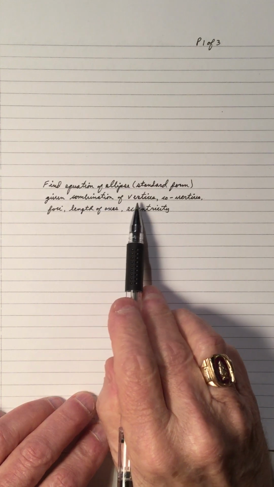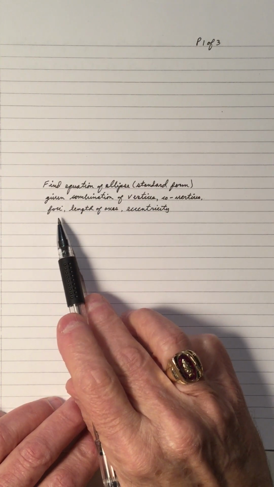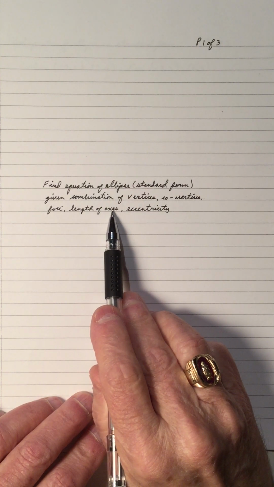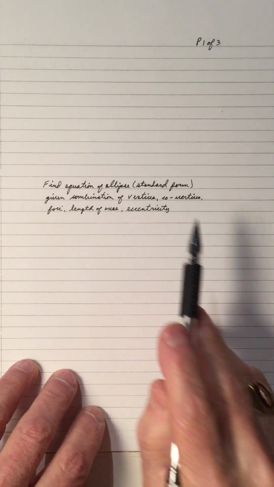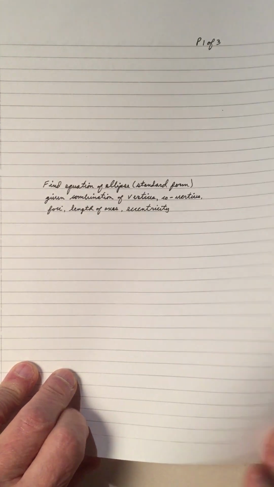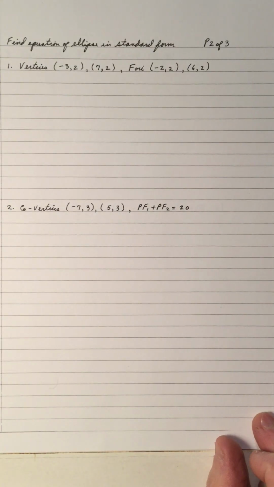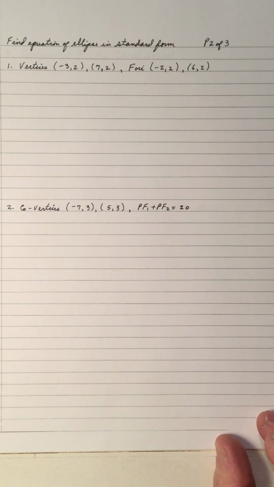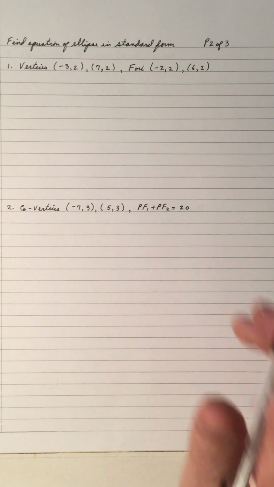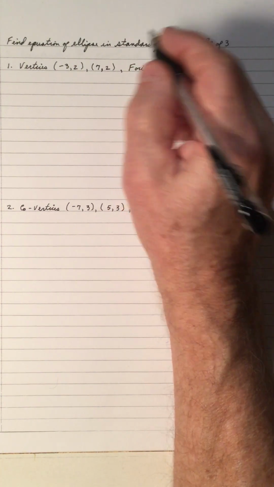Hi, welcome to my video on finding the equation of an ellipse in standard form, given a combination of the vertices, co-vertices, foci, length of the axes, major and minor, and the eccentricity. We did a similar video before, but the center was 0, 0. Now the center is going to be a point out in the quadrant, h, comma, k. So find the equation of the ellipse in standard form.